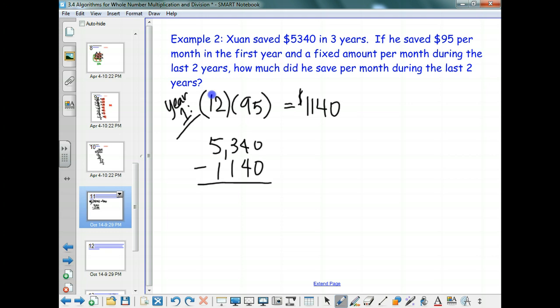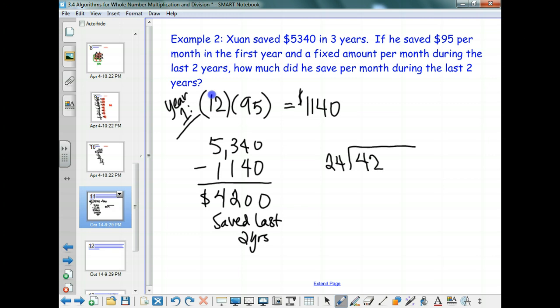Why am I doing this again? Good. So this is going to find out for me how much he saved the last 2 years. What does this give me? 4,200. Then what? And then why am I going to divide by 24? Right, 12 months per year, 2 years. So 24 goes into 42 how many times? It's just once, yeah. Twice would be 48, so it wouldn't work.